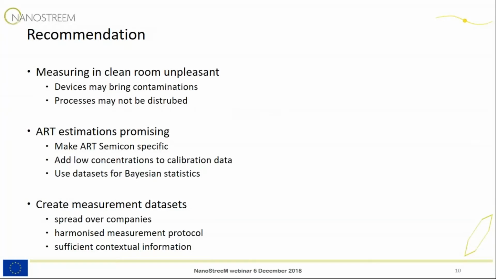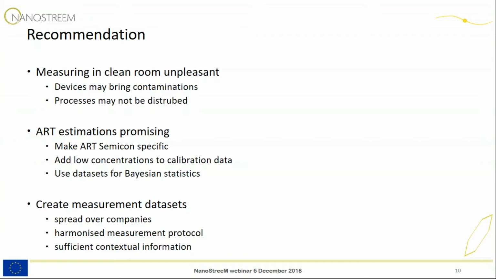So the recommendation that it leads to is, since measuring in clean rooms is unpleasant, because devices may bring contaminations into the clean room, and because the devices are rather big, processes may be disturbed, and ART appears to be promising in its estimation, it could be a solution to try to improve ART for the semiconductor specific conditions. This could be done by adding low concentrations to the calibration data, or we could create data sets that can be used for Bayesian statistics to combine the estimate with the measured data.